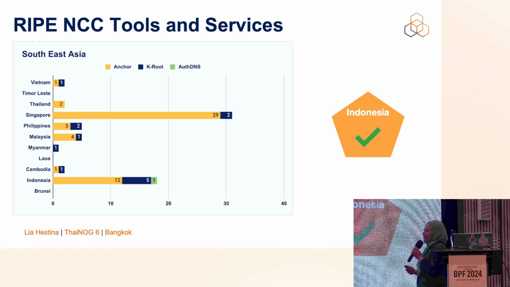So it would be ideal if we could put one auth-DNS server in every country, preferably in an interconnected location like an IX or large ISP. So please talk to me if you're interested in hosting this node later. In Indonesia, we have anchors, we have K-route, we have auth-DNS, so we have everything there, which is good.